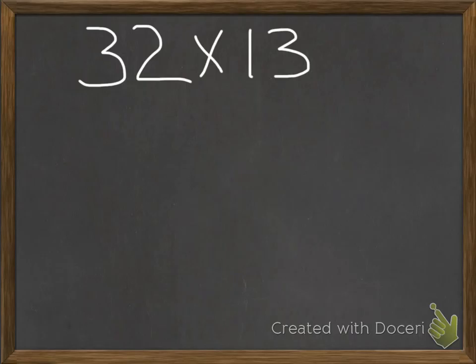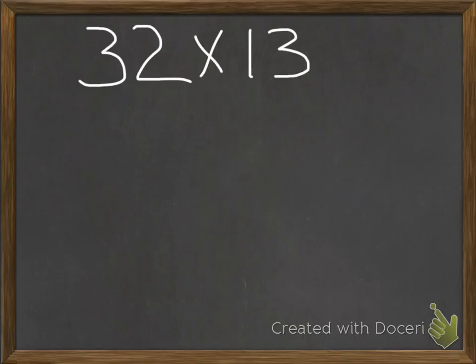It breaks these numbers into base 10 units and allows us to just count and put it all together. So let's go ahead and do that together. First of all, let's look at the 32 times 13 here. 32 is 3 10s and 2 1s. If we decompose it, it would be 30 plus 2.